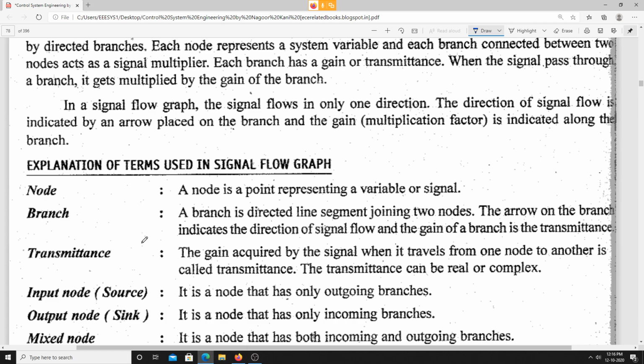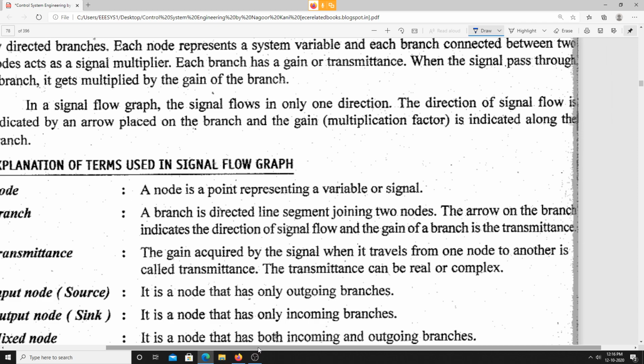Now, what do you mean by the branch? A branch is a directed line segment joining two nodes. Is it clear? A branch is nothing but a directed line segment joining two nodes. Now, the arrow on the branch indicates the direction of the signal flow, and the gain of a branch is transmittance.